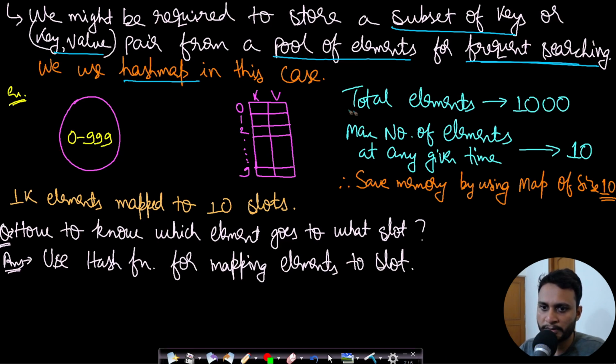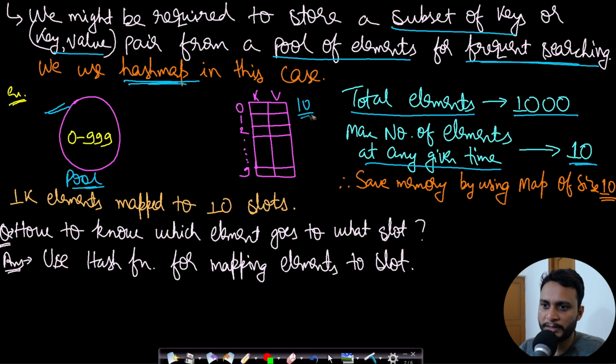Let's take an example. Let's say that we have a total of 1000 elements. So this is our pool of 1000 elements, and the maximum number of elements at any given time which we want to store in the hash map for fast searching is only 10, right? So what will be the size of our hash map? It will obviously be 10.